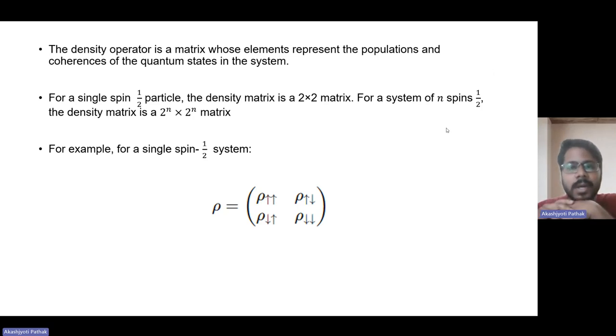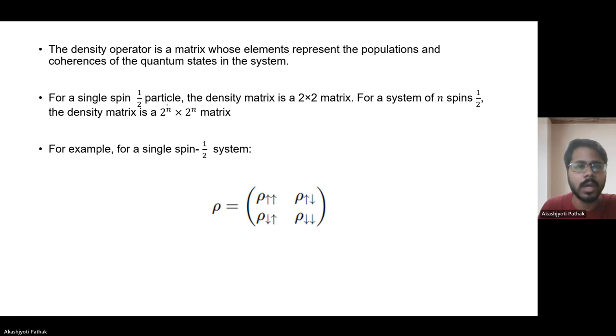the density matrix is a 2 into 2 matrix. Now, if there are n spin half particles, then the density matrix will be what? It will be 2 to the power n into 2 to the power n. Why 2 over here?